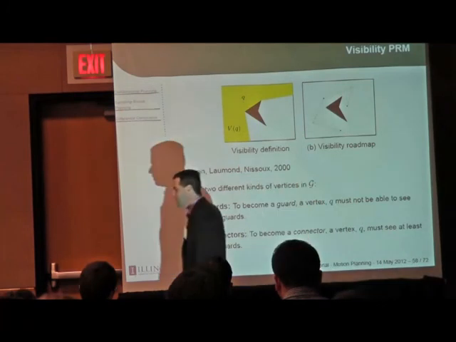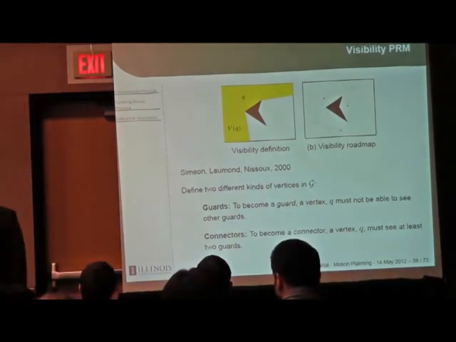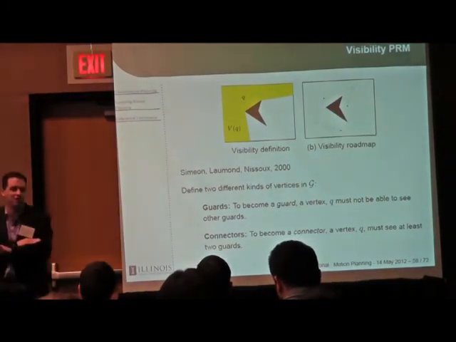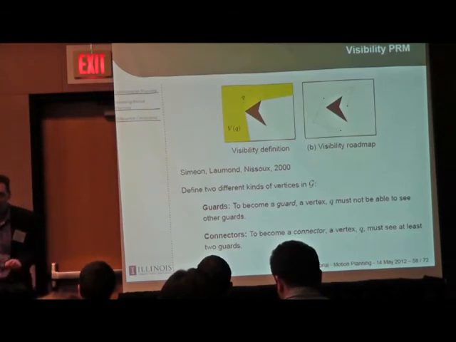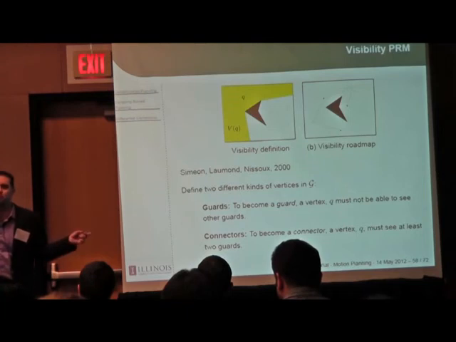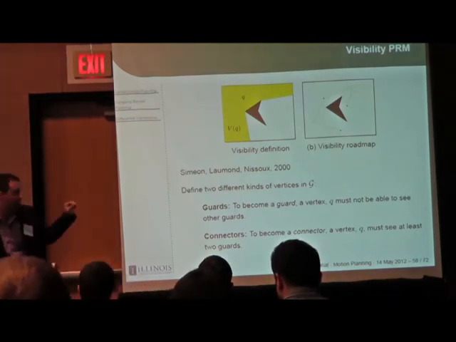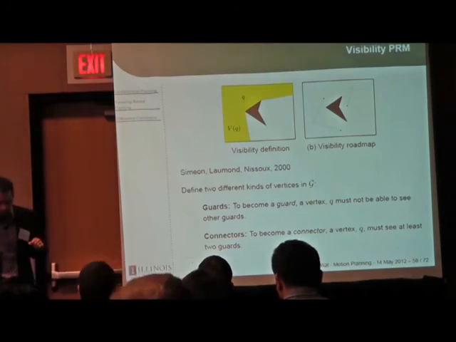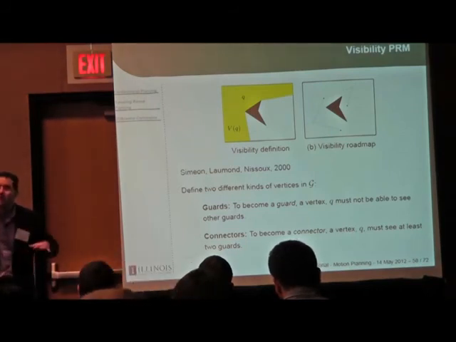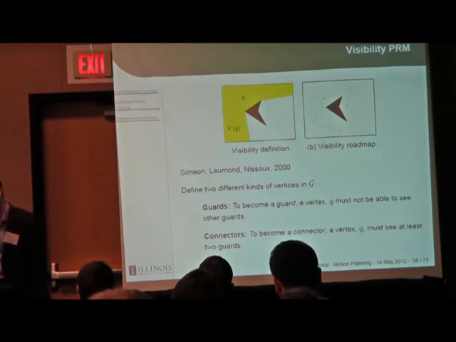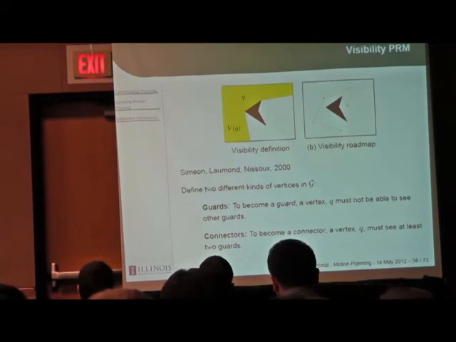So if they can see two or more guards, then they're allowed to exist. No other vertices can exist, and that has the effect of dramatically pruning the number of edges and vertices you put into your probabilistic roadmap. And then it has very nice convergence guarantees. You have to do a little more work to make this one, but it really produces a very nice small structure. So that's, I'd say, one of my favorite variants of these probabilistic roadmaps.